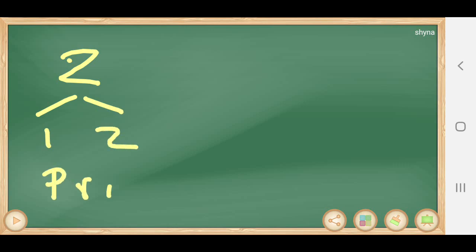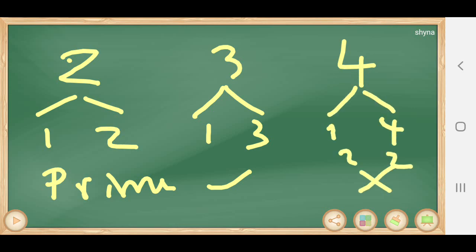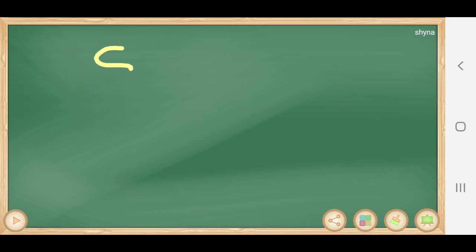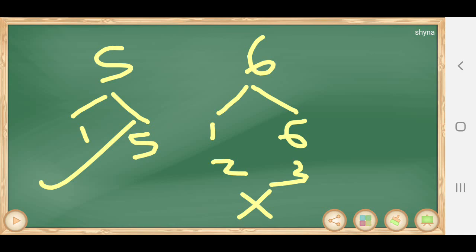Okay, so you just write the factors. 2, factors 1 and 2, so it's a prime number. Next 3, 1 and 3 only, that also prime. 4, what are the factors? 1, 4, 2, 2, not a prime number, is it? 5, 1 and 5, it is a prime number. 6, what are the factors? 1, 6, 2, 3, so it is not a prime number. So you continue, okay.